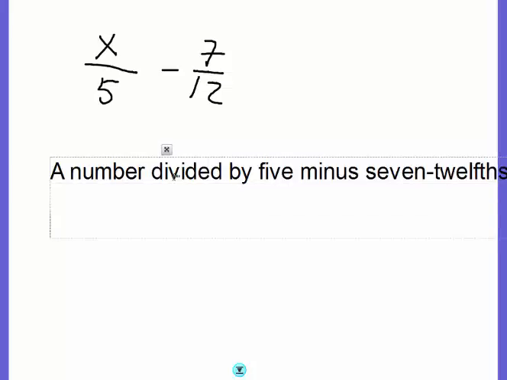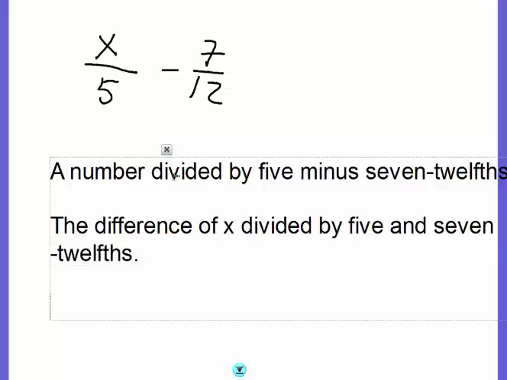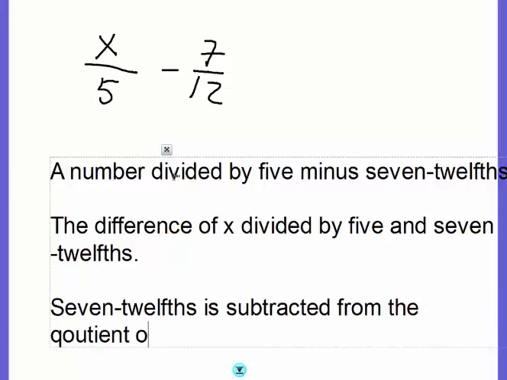Okay. Another way we could say it: the difference of, aka the answer to a subtraction problem, x divided by 5 and 7/12. Another way, we could say x over 5, the quotient. Or here, this is actually easier. 7/12 is subtracted from the quotient of a number and 5.